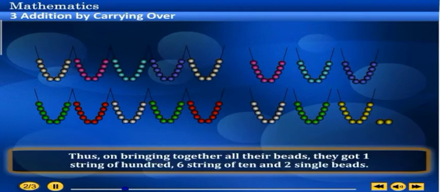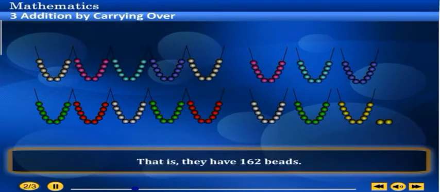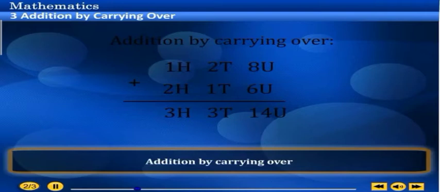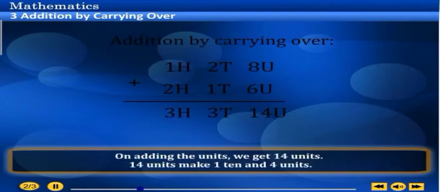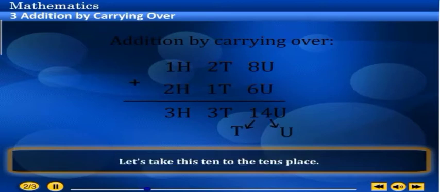Thus, on bringing together all their beads, they got 1 string of 100, 6 strings of 10, and 2 single beads. That is, they have 162 beads. Addition by carrying over. On adding the units, we get 14 units. 14 units make 1 ten and 4 units. Let's take this 10 to the tens place.